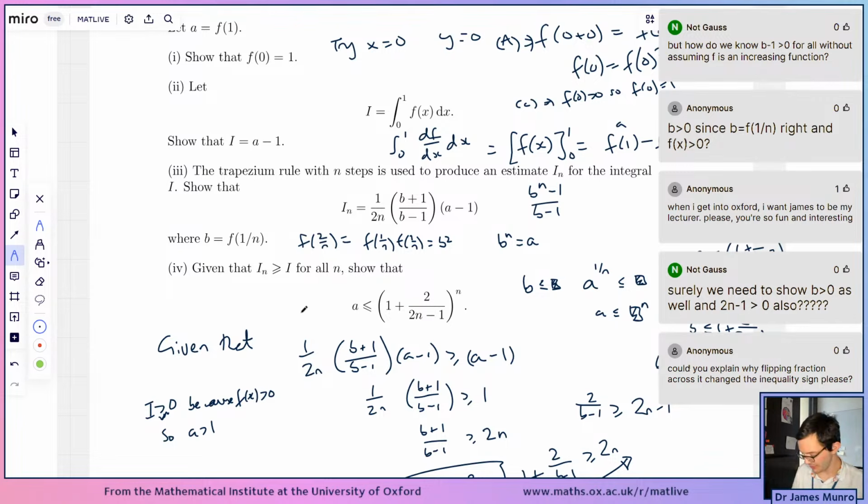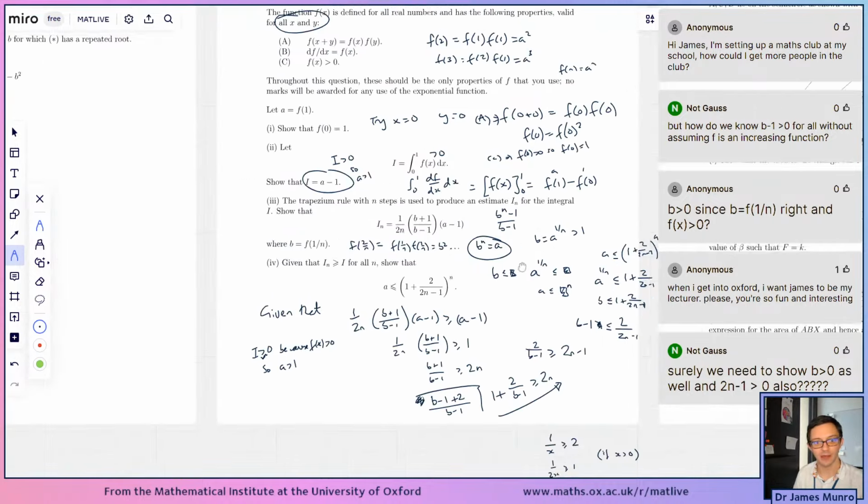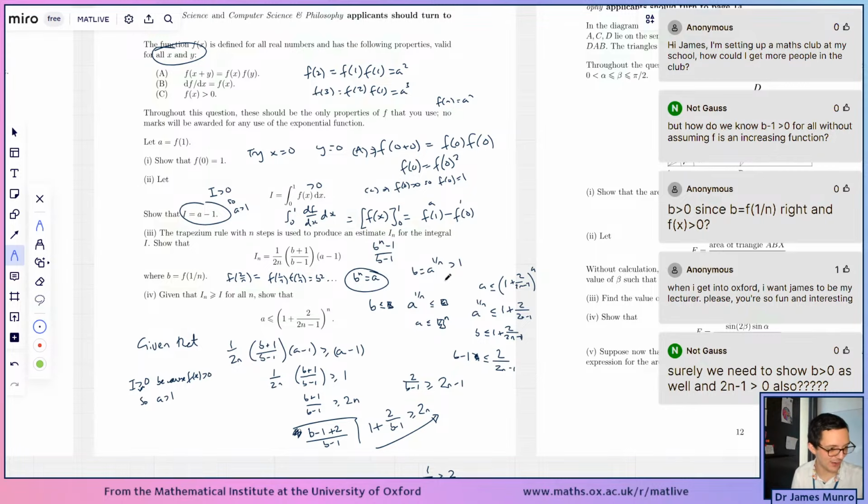Oh, how do we know without assuming? Well, in here, this is my proof that I is the integral of a positive function, so I is bigger than 0. So a is bigger than 1. And then in here, I decided there was some bit where I skipped some trapezium rule, that b to the n is a, so b is a to the 1 over n, and that's also bigger than 1. If a is bigger than 1, then a to the 1 over n is bigger than 1. I've made a mess. Right, cool.